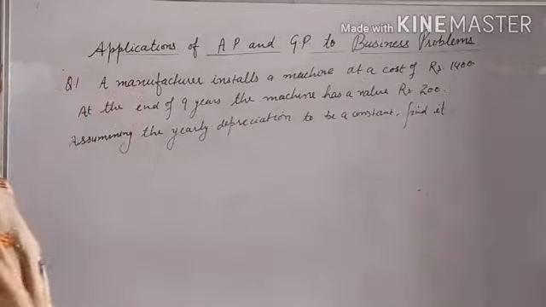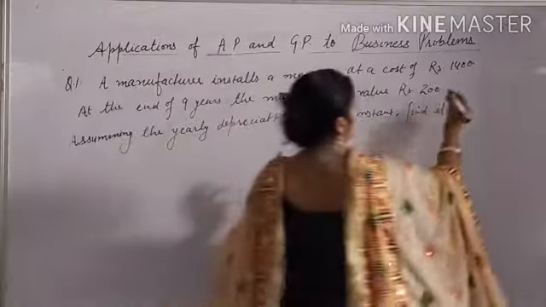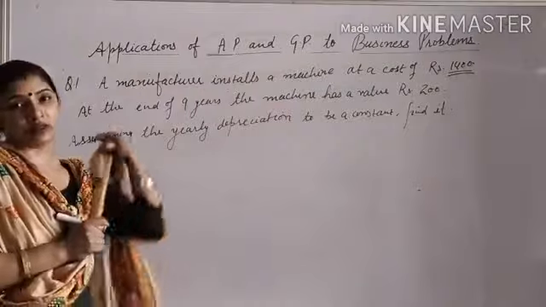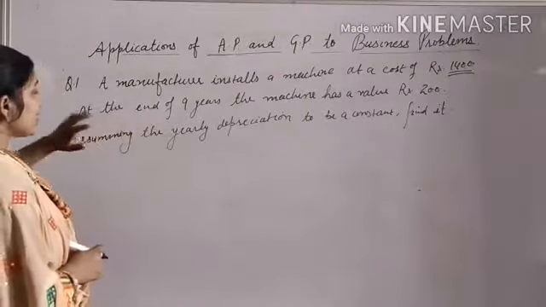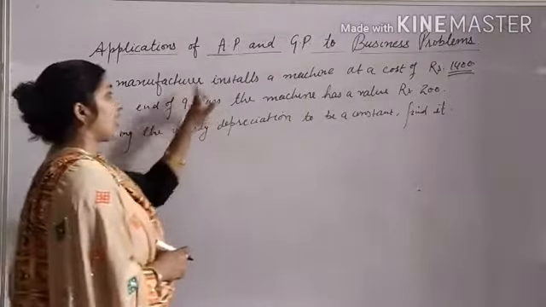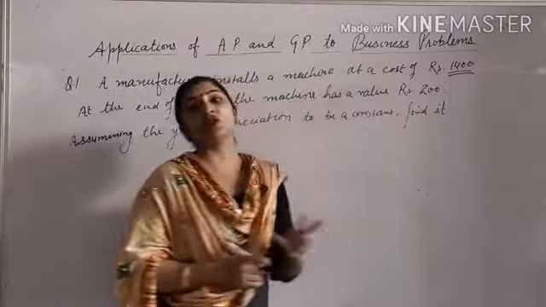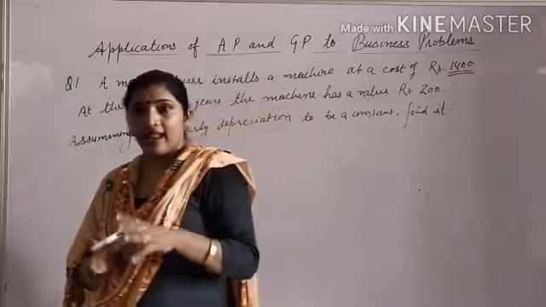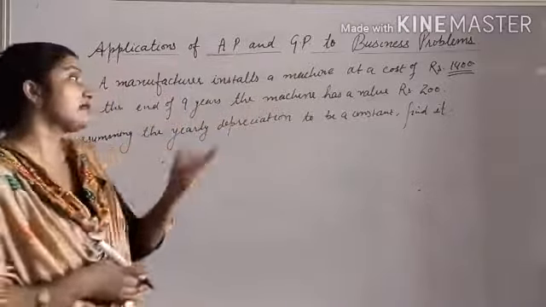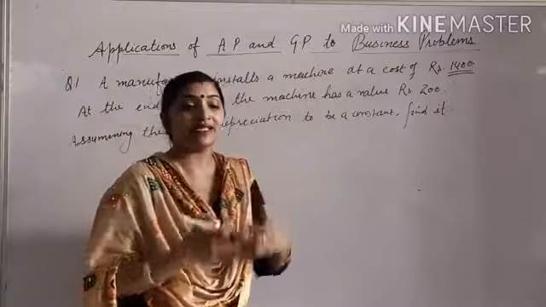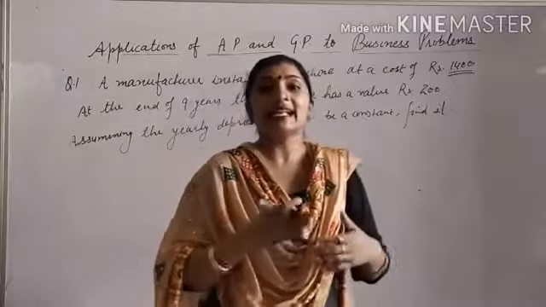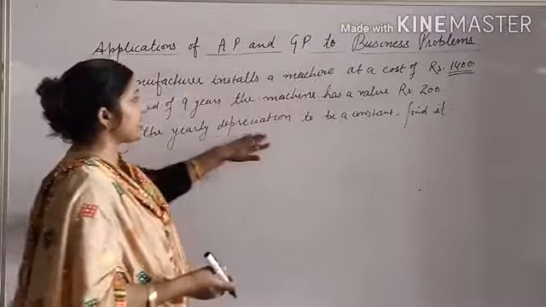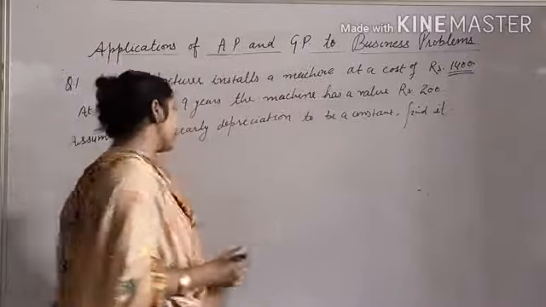So first, what you are given is the initial cost of the machine, and that is rupees 1400. And it is also given that at the end of 9 years, the machine has a value of rupees 200. So initially, the value of the machine was 1400, and at the end of 9 years, the value of the machine is 200 rupees. It means that the value of the machine depreciates, and it is also given that the depreciation is a constant.